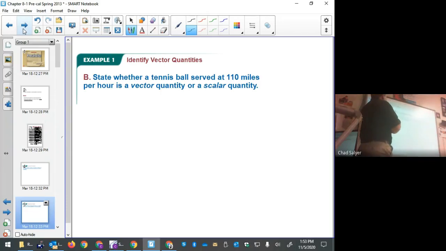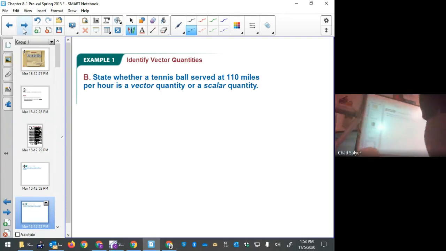Okay, so what about this? Tennis ball served at 110 miles per hour, Anna? Correct, because there's no direction. Now, in real life, you couldn't hit a tennis ball without a direction. But as it's described here, it's not described in vector form.